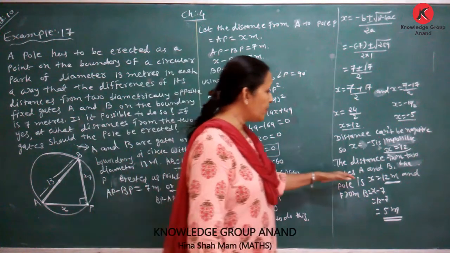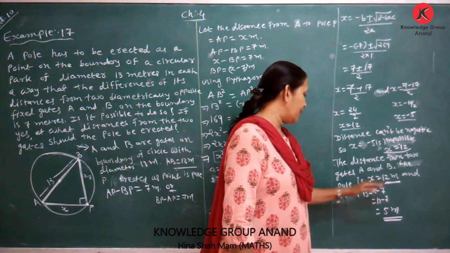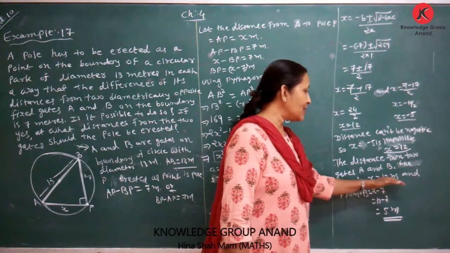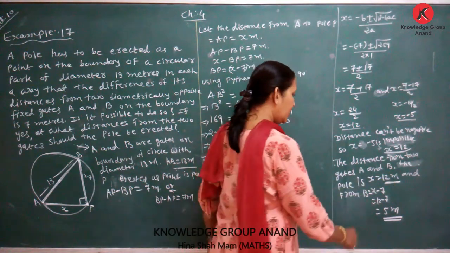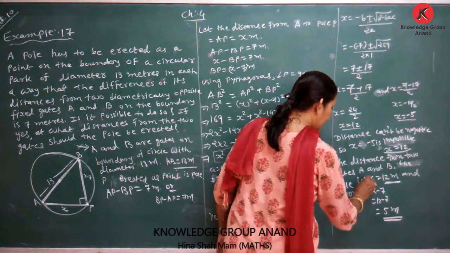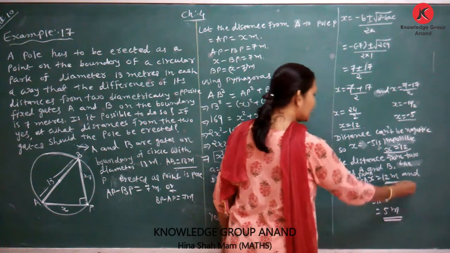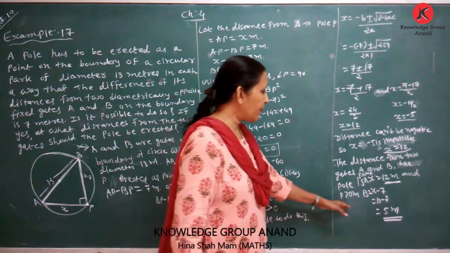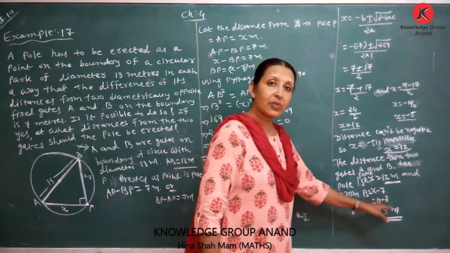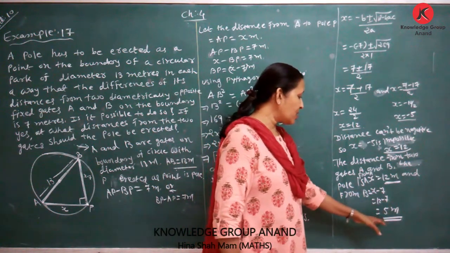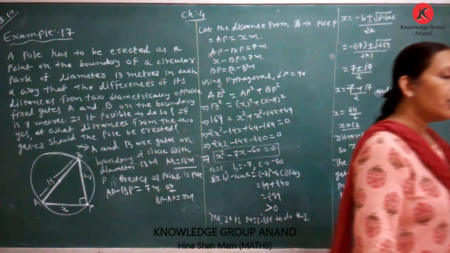The distance from the two gates A and B to the pole is x. The pole is from A x is equal to 12 meter, and from B it is x minus 7, 12 minus 7 is equal to 5.